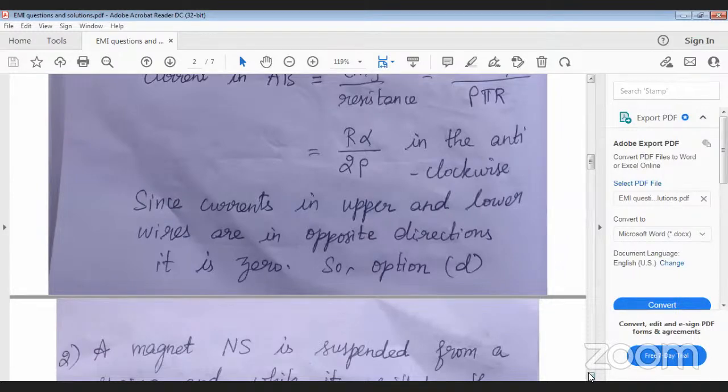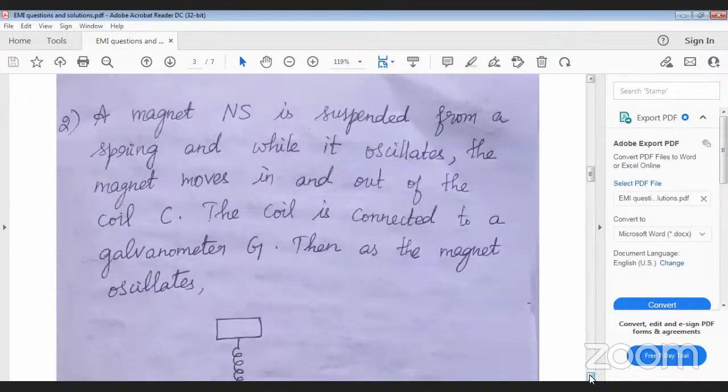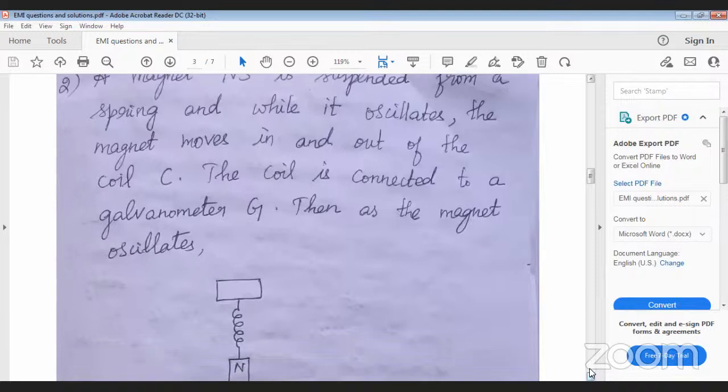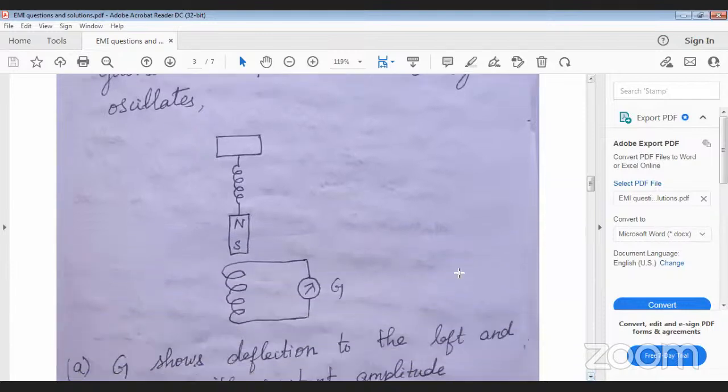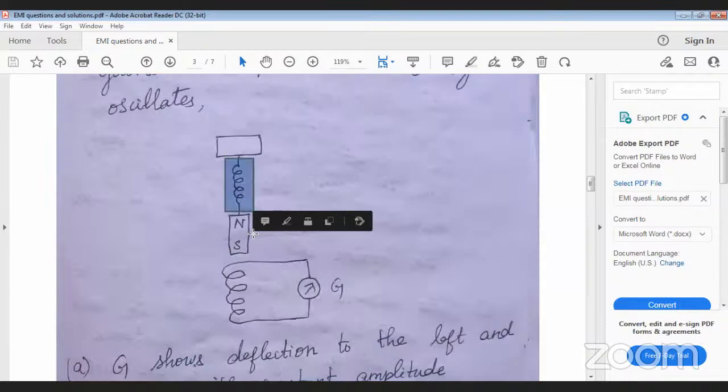So first question we have completed. The second question you can see: a magnet NS is suspended from a spring, and while it oscillates, the magnet moves in and out of the coil C. The coil is connected to a galvanometer. Here you can see this arrangement. The magnet is connected to a spring like this, and you have a coil connected with the galvanometer. Due to the attachment of the spring, the bar magnet can oscillate to and fro.